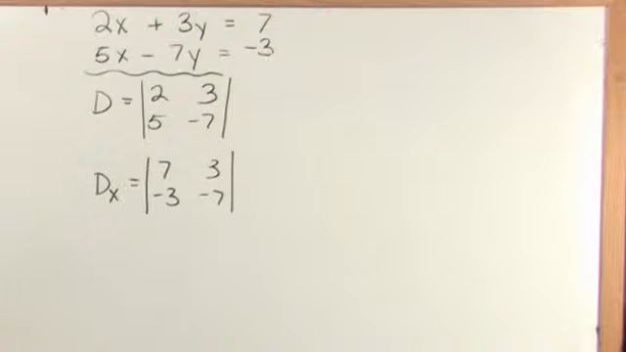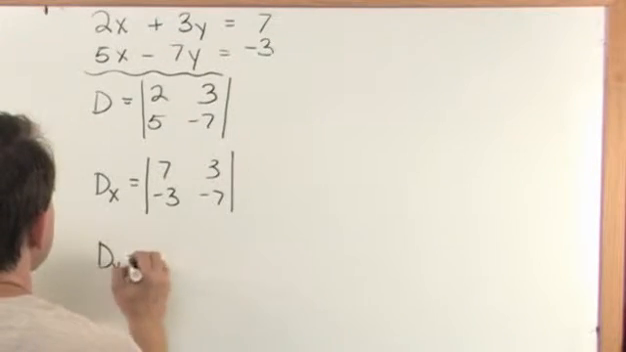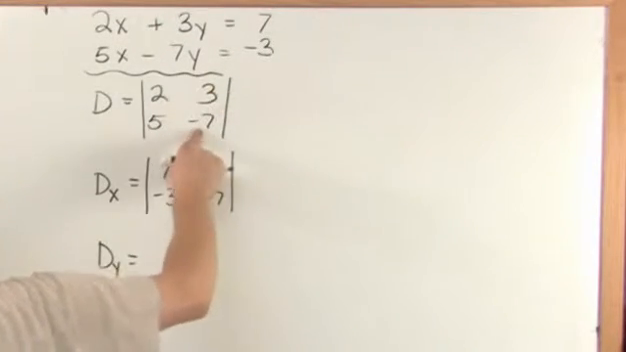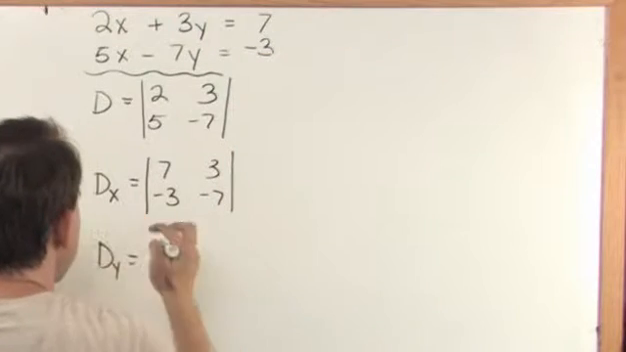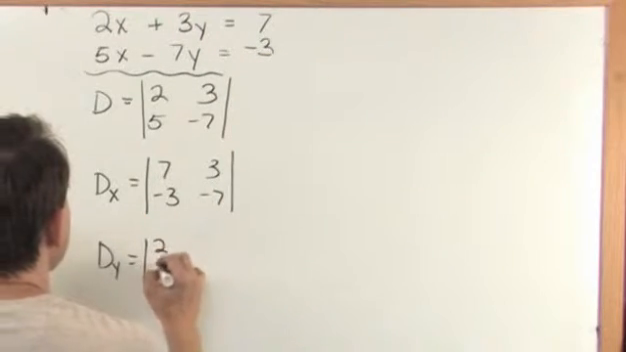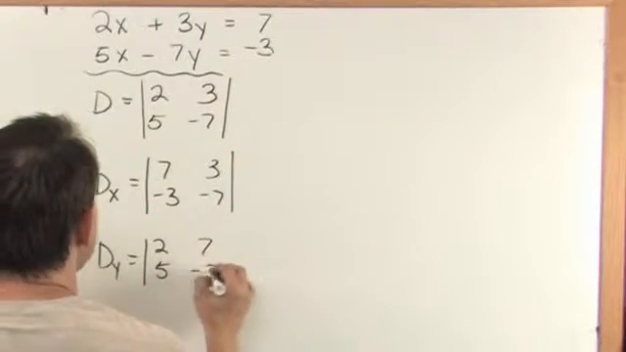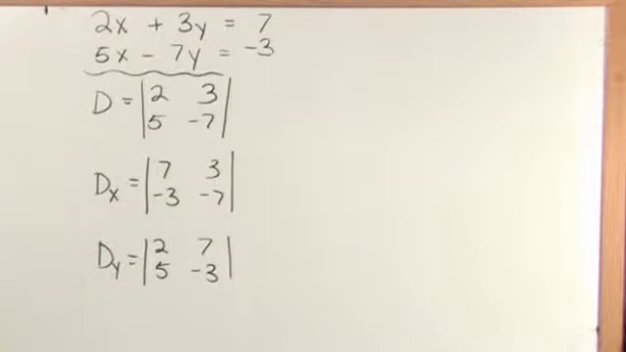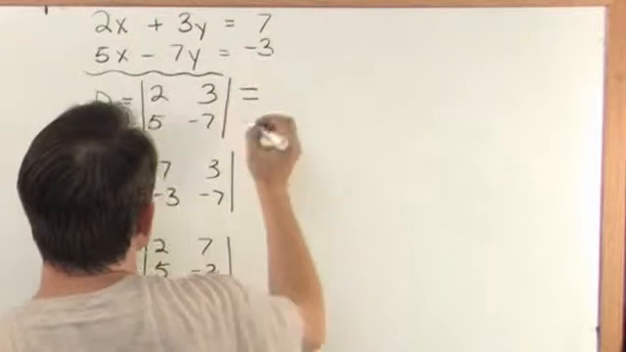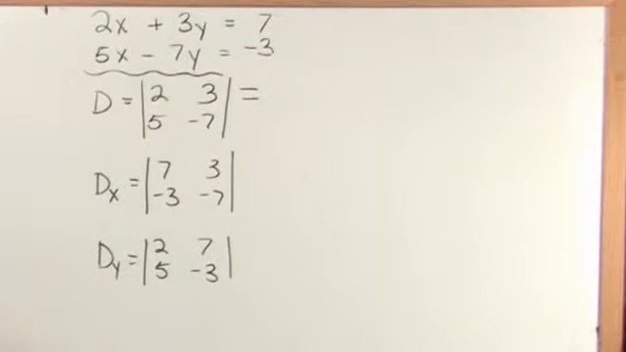Okay? And then finally, D sub y is going to, again, take coefficients relating to y, and replace them with these. And so what you're going to have here is 2, 5, 7, and negative 3. So now we're in a good position to actually calculate the determinants up here.